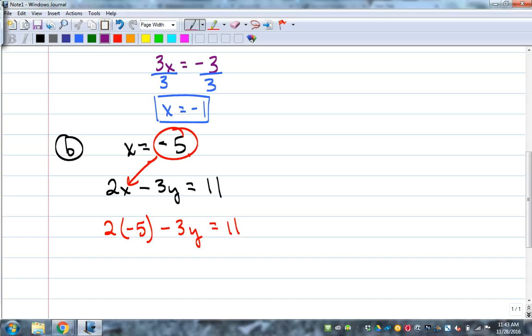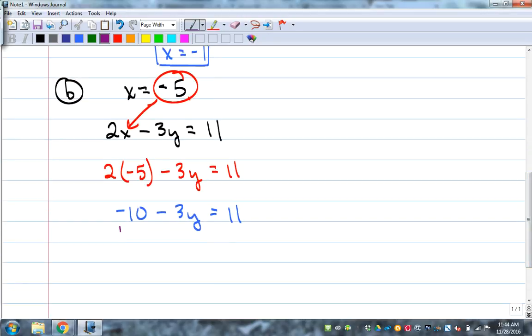And when I plug that in, I always put parentheses in there. That will help you keep the negative sign straight and stuff like that. Sometimes we kind of mess up, or I do anyway, if I don't put the parentheses in there. So I always put those parentheses in there. 2 times negative 5 would be negative 10. And then what do we do next?